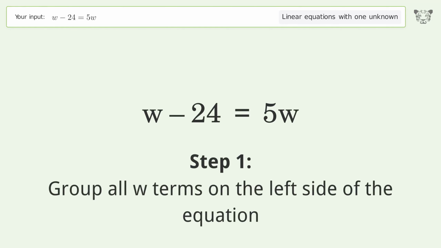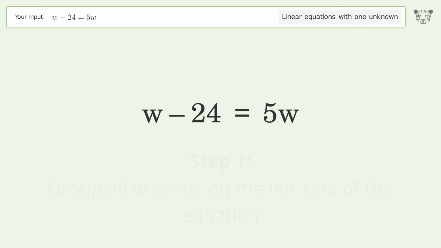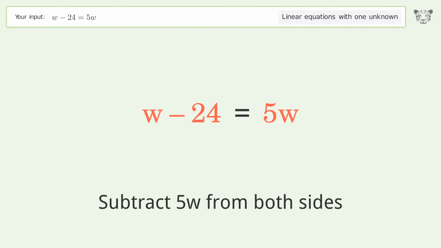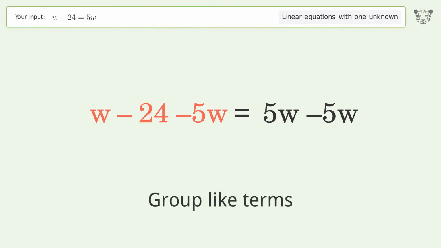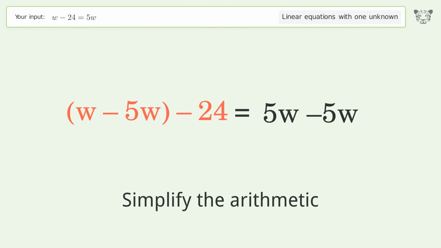Group all w terms on the left side of the equation. Subtract 5w from both sides. Group like terms. Simplify the arithmetic.